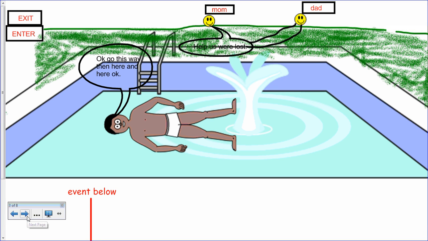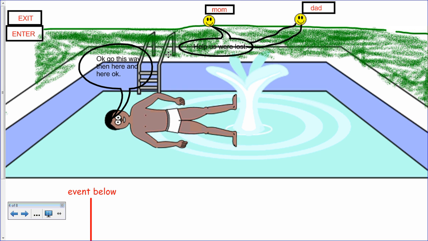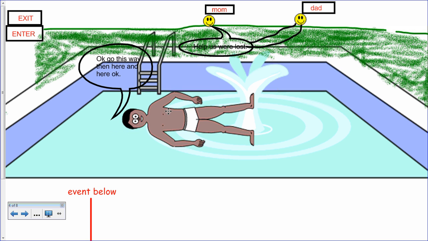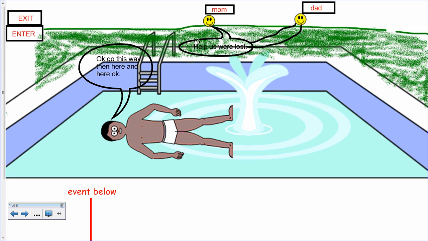Next page. Okay. So, mom and dad are lost in the maze after the dad tumbled into the pool and sent Hewitt in there. He came out and they are in there. And then he tells them how to get out.